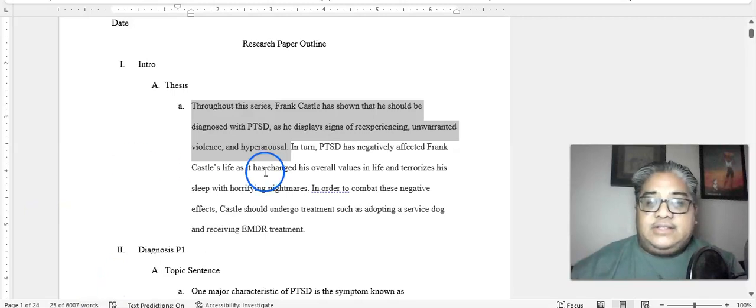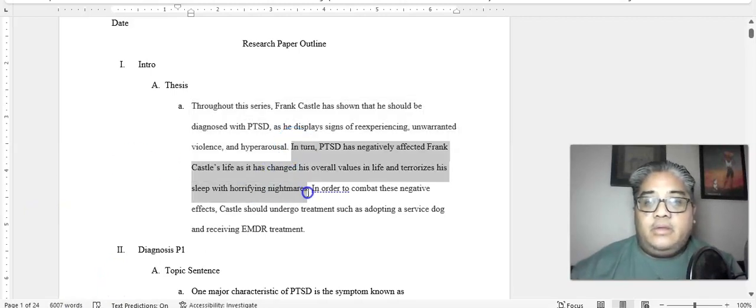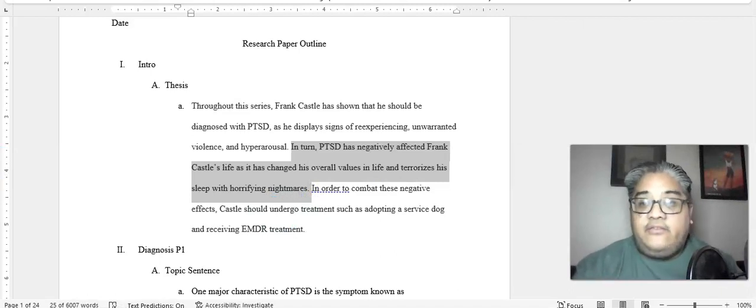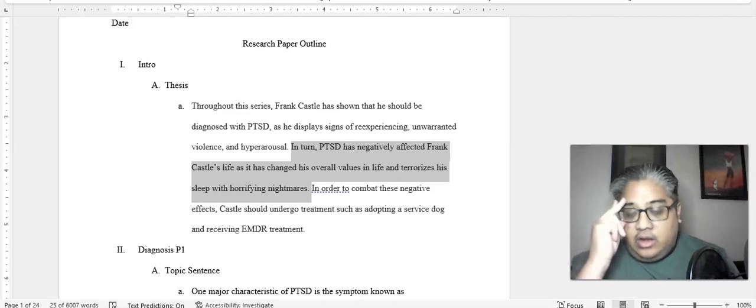For the second sentence, in turn, PTSD has negatively affected Frank Castle's life, as it has changed his overall values in life, and terrorizes his sleep with horrifying nightmares. That tells me that the writer is going to be looking at 2 negative effects.